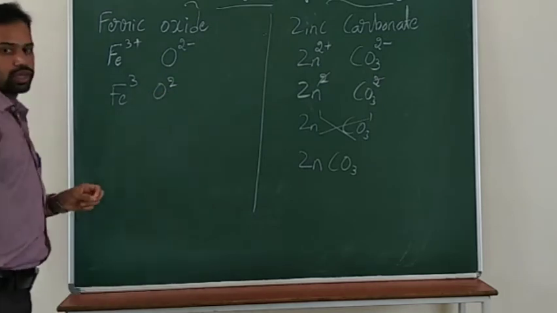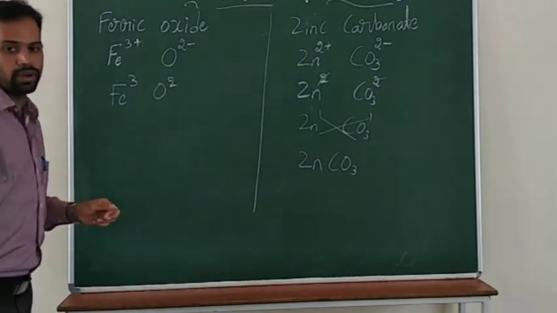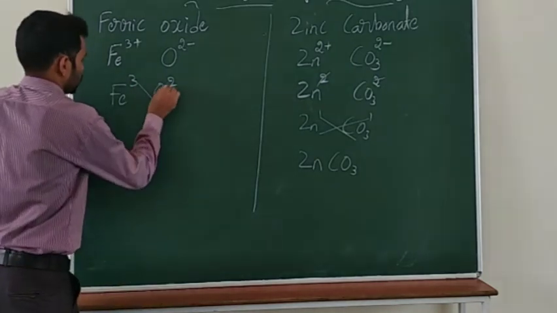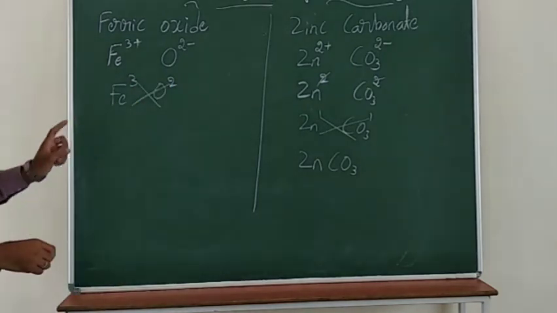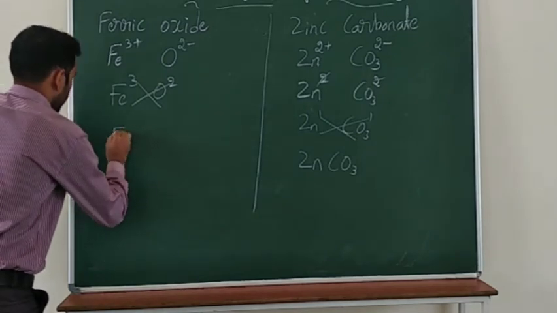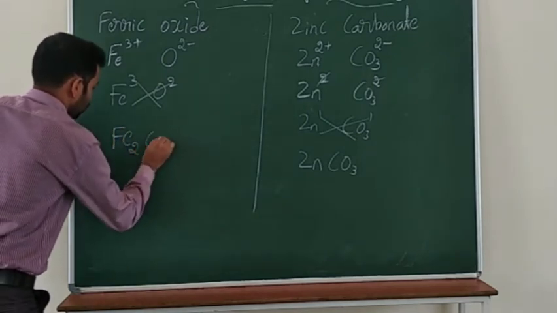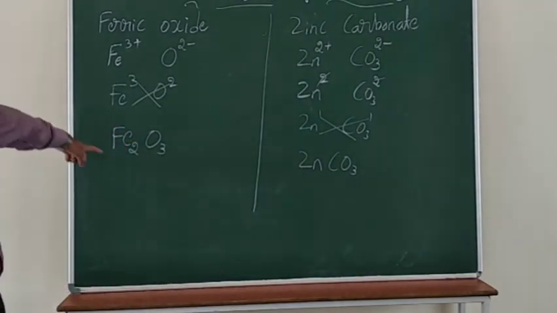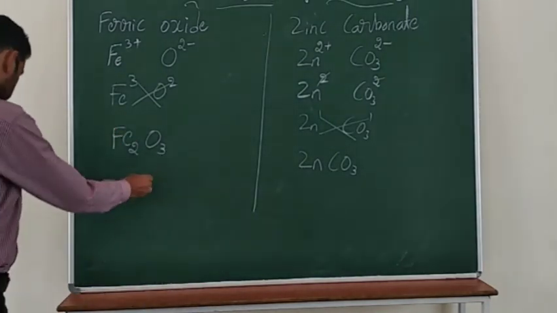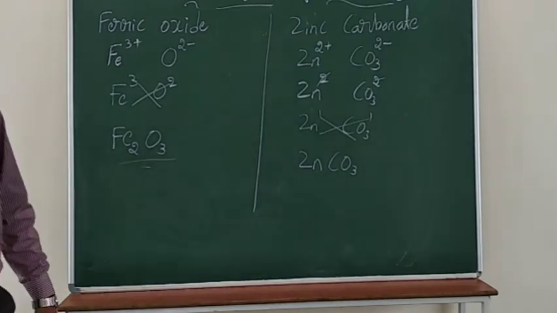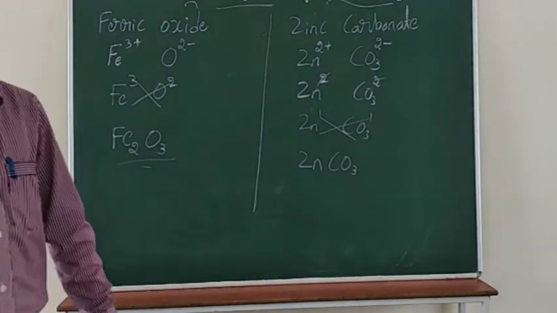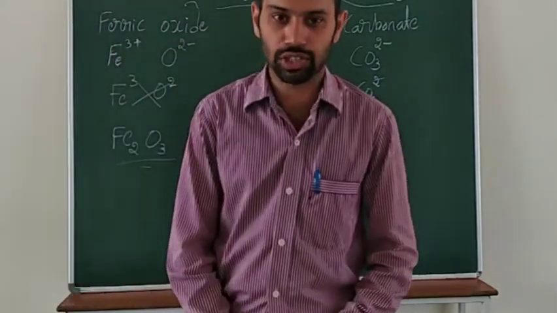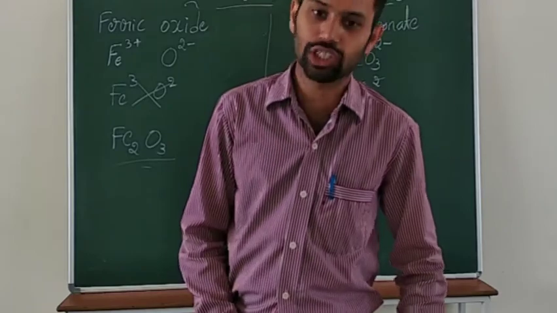Fe3O2. Okay. Now what is the next step? We have to cross multiply their valencies. Now you can write the chemical formula of ferric oxide: Fe2O3. So this is the chemical formula of ferric oxide. I think all of you understood this concept because I gave so many examples of how to write the chemical formula. Understood? Then I will move to the next concept.